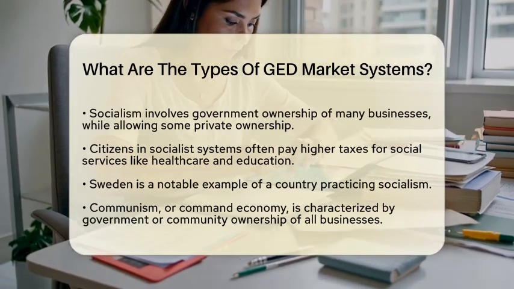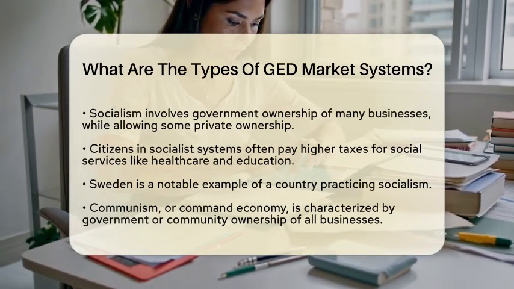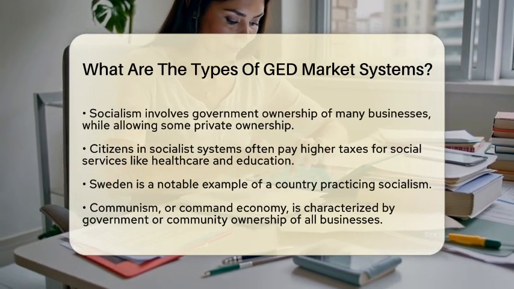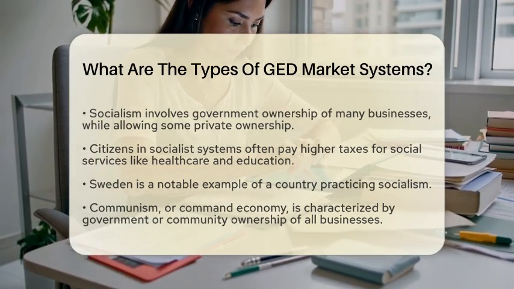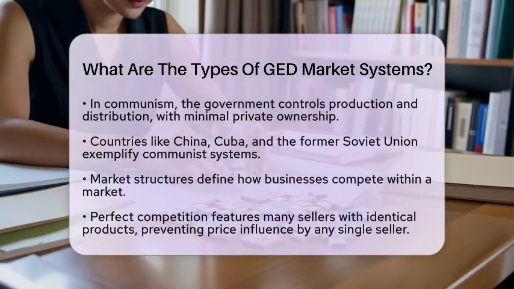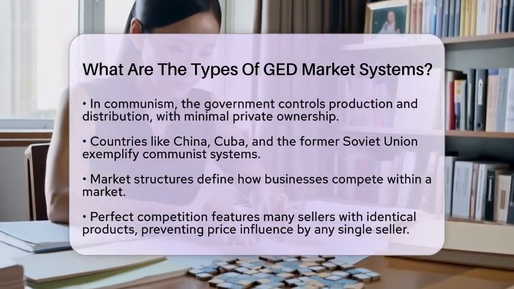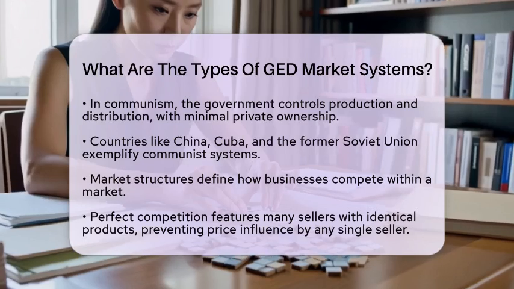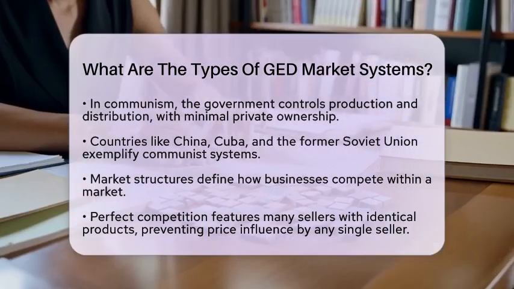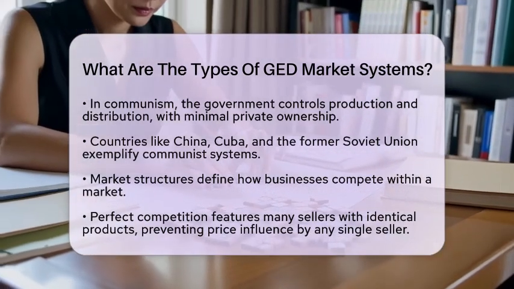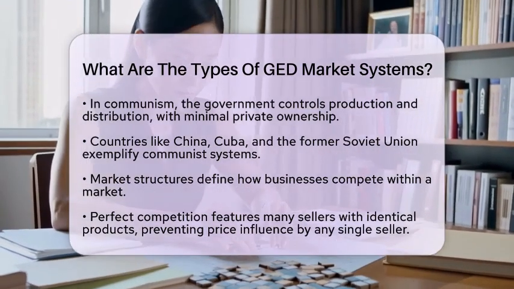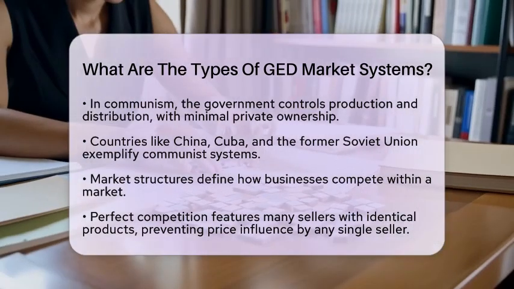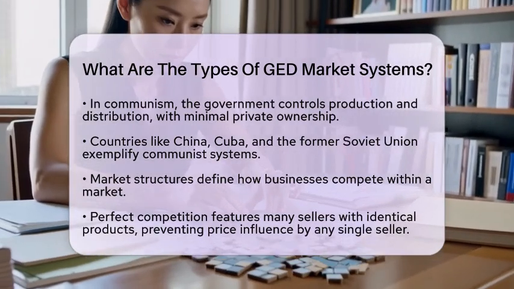Then there is communism, also referred to as a command economy. In this system, the government or community owns all businesses and controls the production and distribution of goods and services. The state provides social services and makes most economic decisions. Private ownership is almost non-existent. Countries like China, Cuba, and the former Soviet Union exemplify this type of market system.